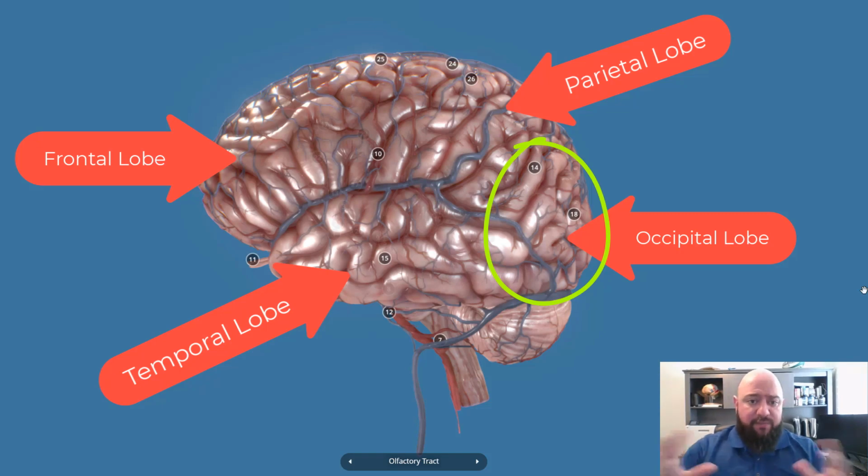We'll talk about all these processes later on in a couple of weeks when we get into sensation, but this is the area of the brain that really allows that process to happen. This is where your visual information is being processed.